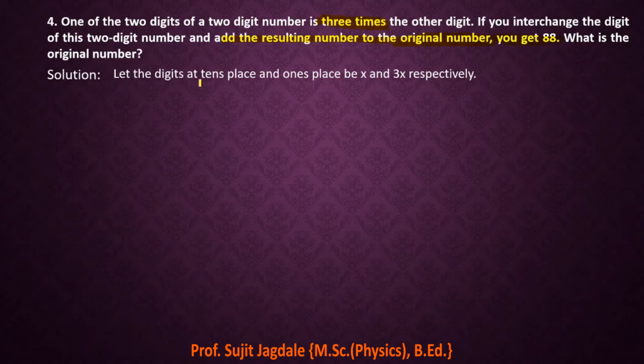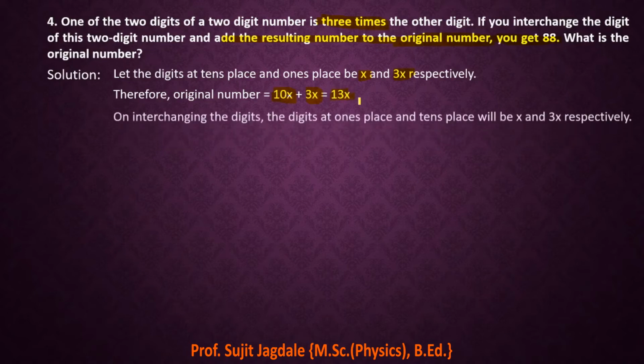So suppose the digits at the tens place and ones place are x and 3x, because it is 3 times. That's why we have to take 3x. The ones place is going to be 3x. So x and 3x are the digits which we have considered. Therefore the original number in expanded form can be written like this: 10 into the tens place digit plus 1 into the units place digit. That means 10x plus 3x, which is equal to 13x, is the original number.